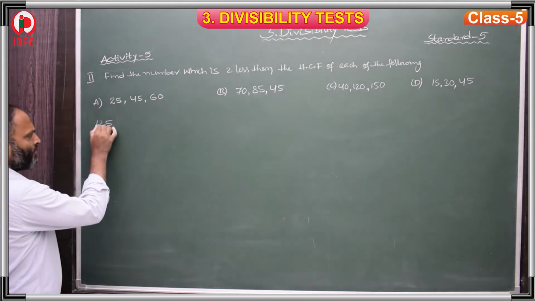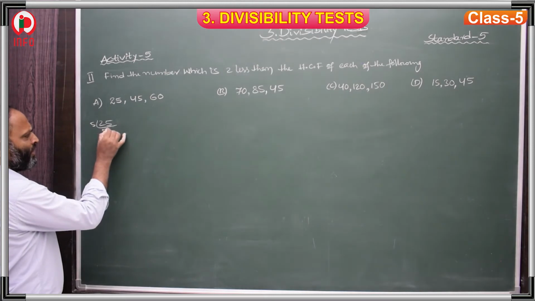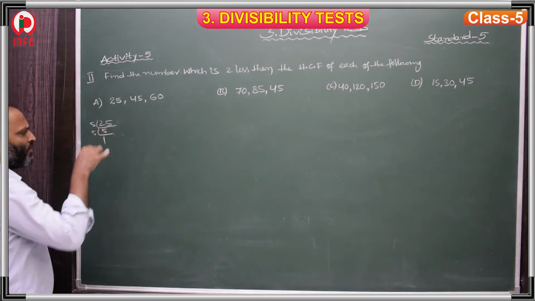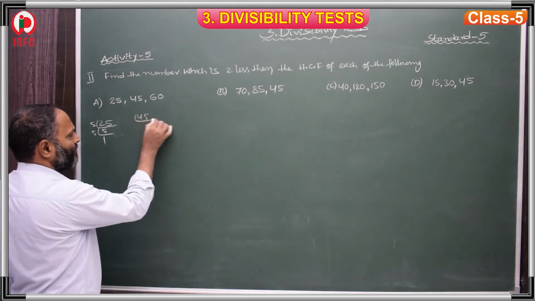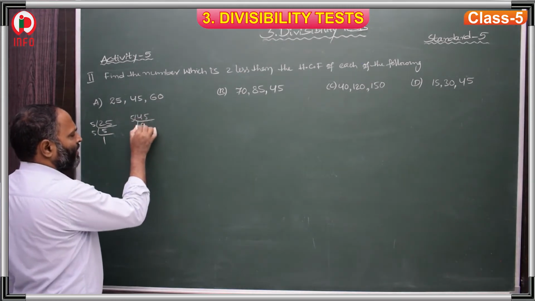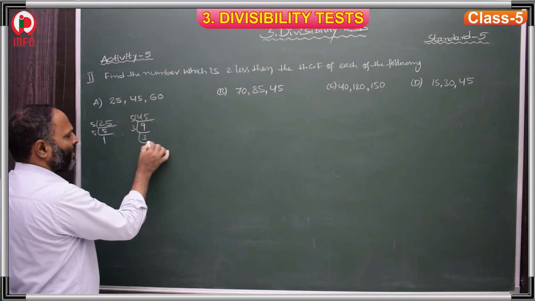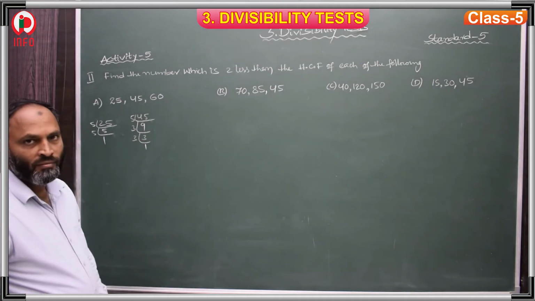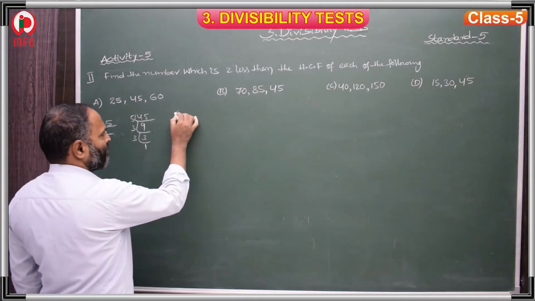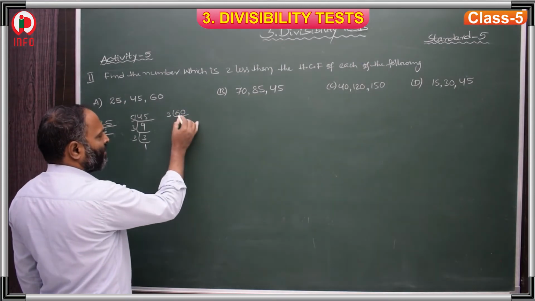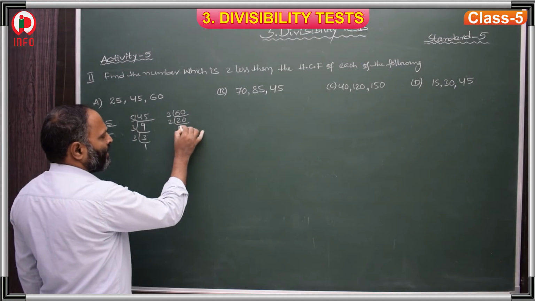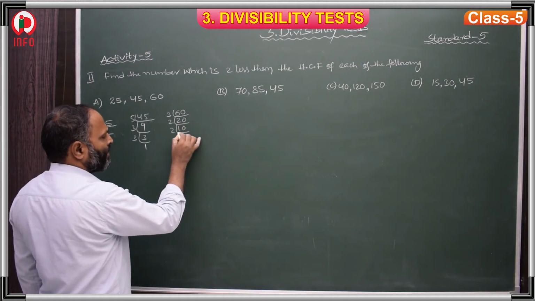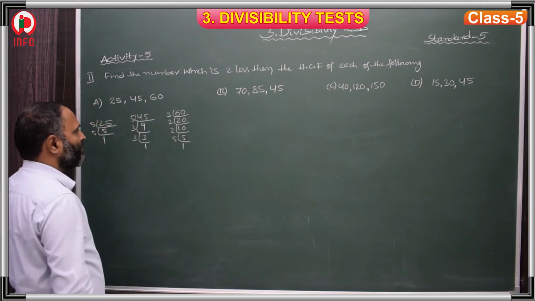Then 5 5s are 25 and 5 1s are 5. Next 45. 5 9s are 45, 3 3s are 9 and 3 1s are 3. Then 60. 2 30s are 60, 2 15s are 30, 3 5s are 15 and 5 1s are 5.